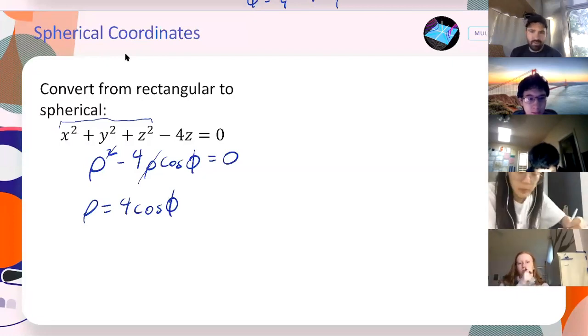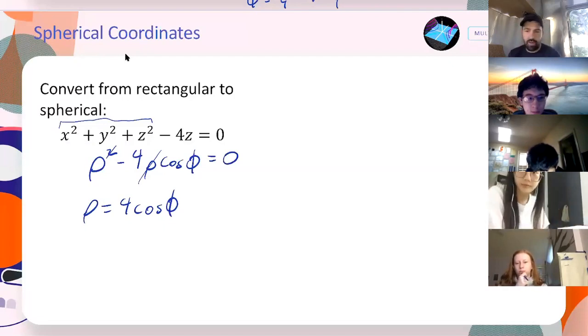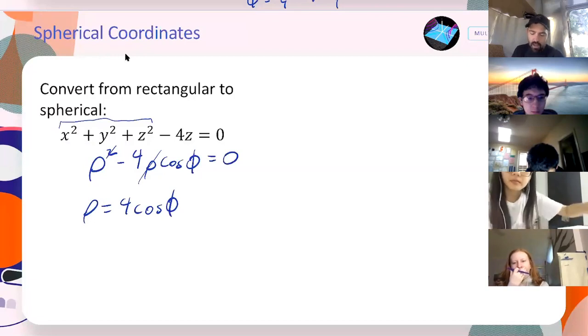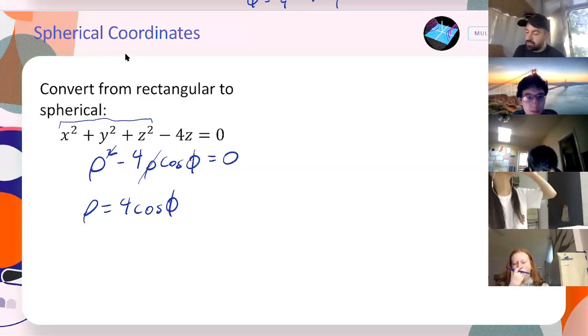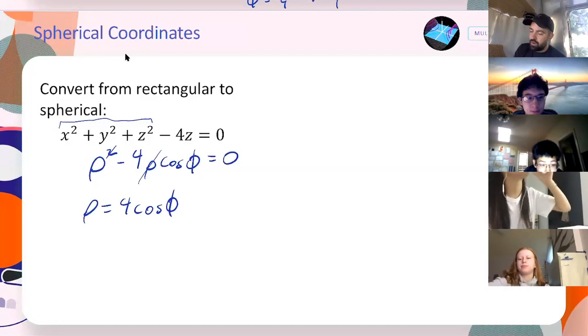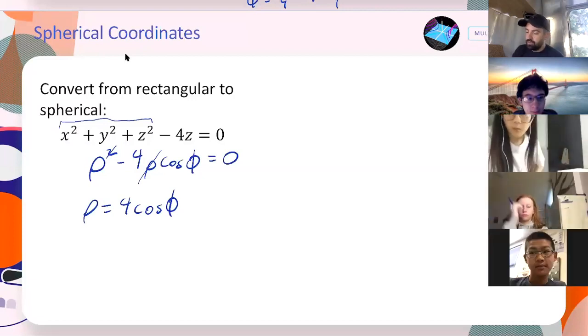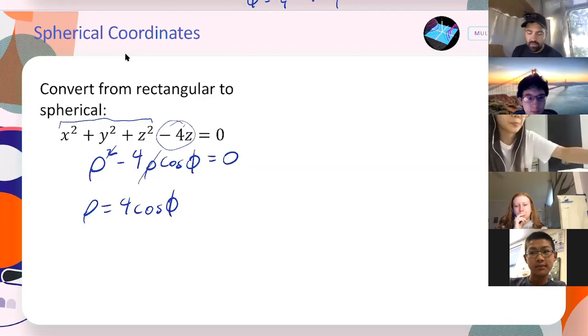Always be thinking like this will be an integral thing, and integrating a cosine is going to be easier than integrating something with x's, y's, and z's in it. This is just a sphere that's been shifted. This part looks like a sphere, the x squared plus y squared plus z squared, but then we have this little extra piece that wasn't in the parent graph of any of the quadric surfaces that we looked at. That's just because it's been shifted.